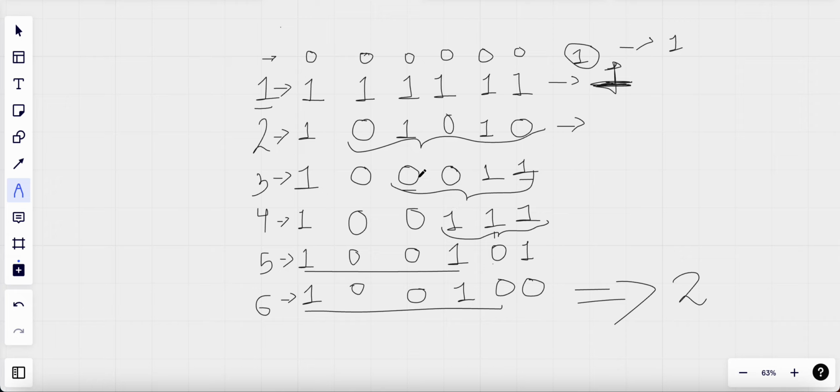So in the fifth round we performed a toggle, we didn't change any of these. In the sixth round only this was toggled. So how many times was 6 toggled? Let's check. It was toggled once, twice, and then from here thrice, right? So 6 was toggled 3 times.